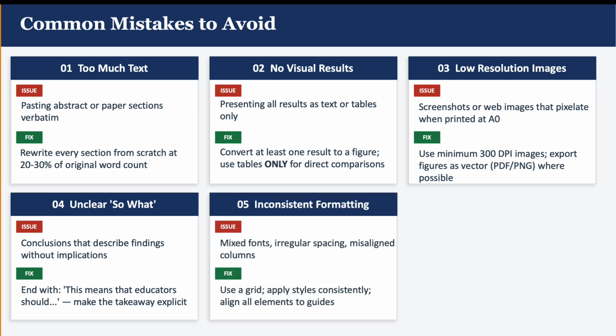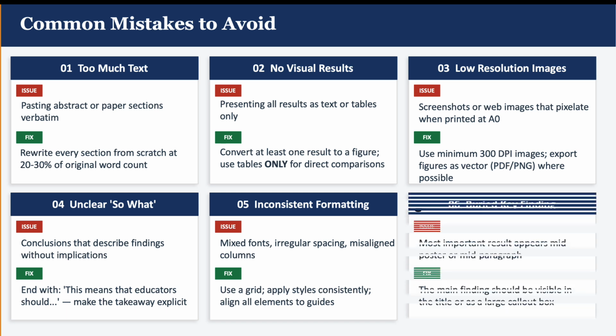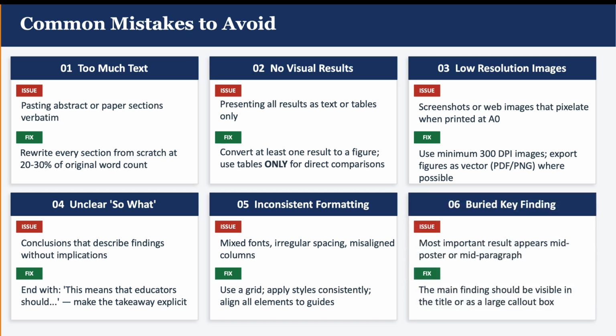The next is formatting inconsistency. Try to use a grid layout, apply styles consistently and align everything in your poster. And finally, a buried key finding. Your main results should be visible in the title or at minimum prominent in the callout box in the results section. If someone can read your poster title and know what you found, you have succeeded.